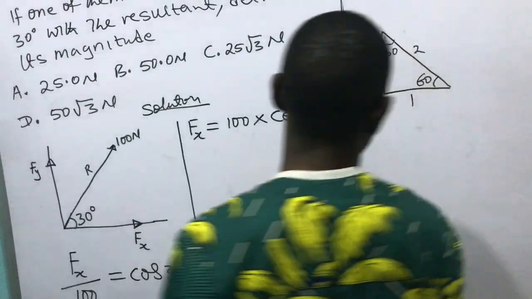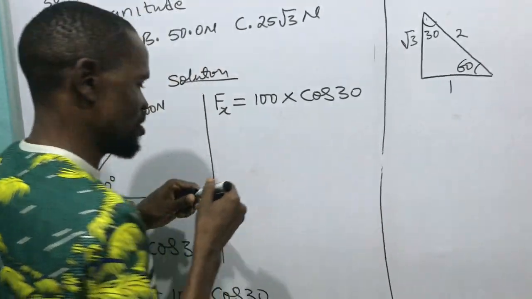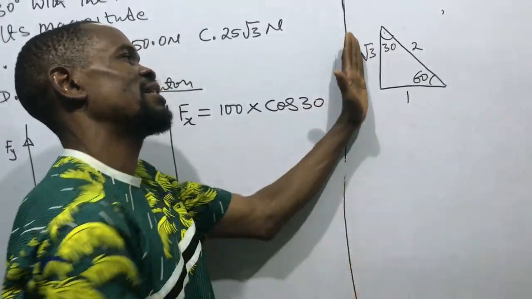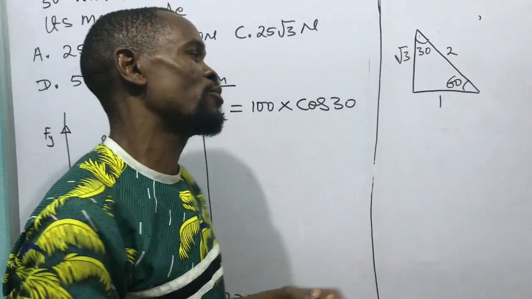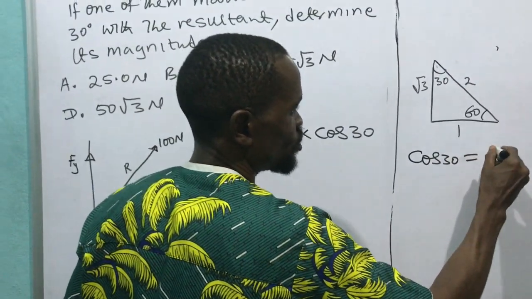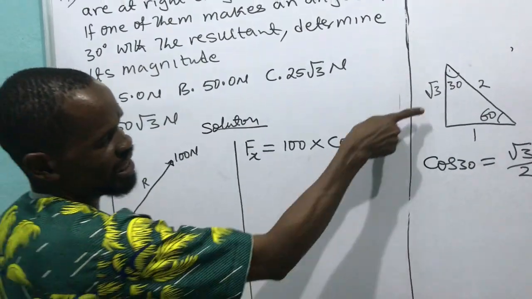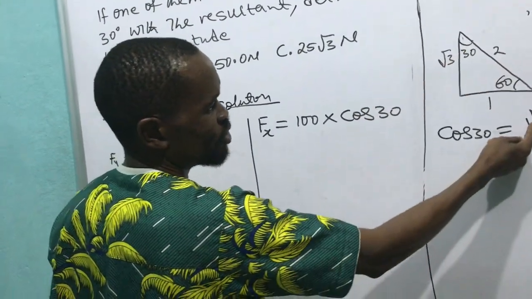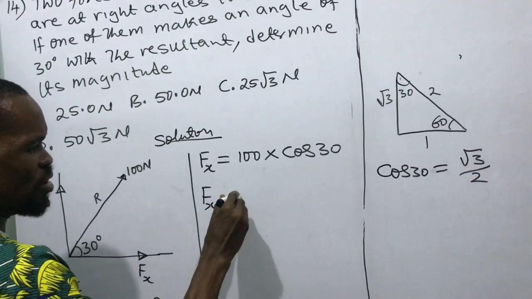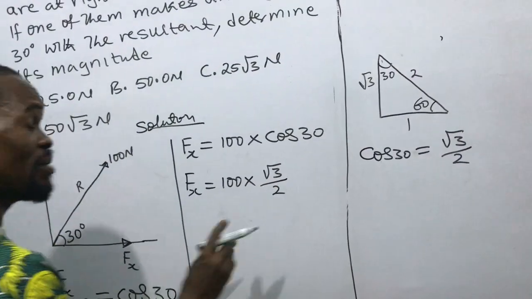I'm talking about cos now. Cos becomes adjacent over hypotenuse. This is where the angle 30 is sitting, on this line. This one becomes adjacent over hypotenuse. That means cos 30 is equal to root 3 over 2. That means cos 30, adjacent over hypotenuse, becomes root 3 over 2. So Fx becomes 100 times root 3 over 2. Remember this all the time.